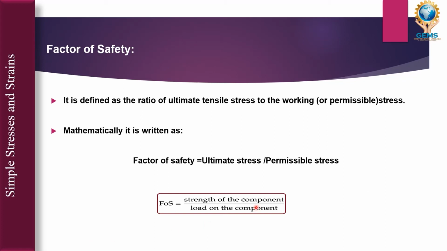Sometimes they will give the value of ultimate stress and factor of safety, then you have to find permissible stress. Sometimes they will give the value of permissible stress and ultimate stress, and you have to find the factor of safety. So these things you have to always keep in your mind. Understand? Now we will see our summary.